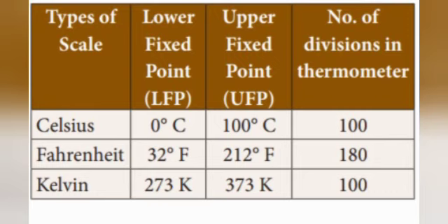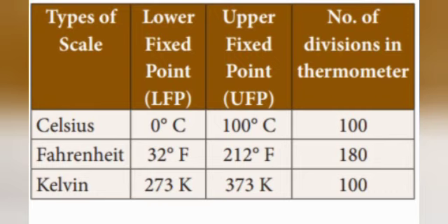See the tabulation. First, types of scales, second, lower fixed point, third, upper fixed point, and last, number of divisions in thermometer. So what is meant by the number of divisions in thermometer? How many divisions are there on the thermometer? That is the number of divisions.